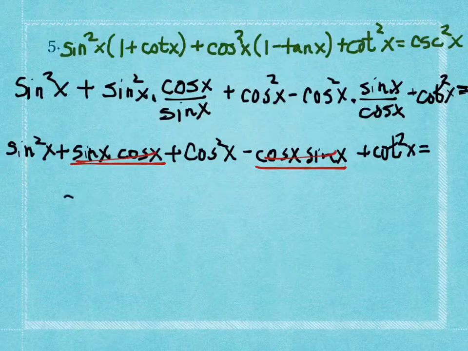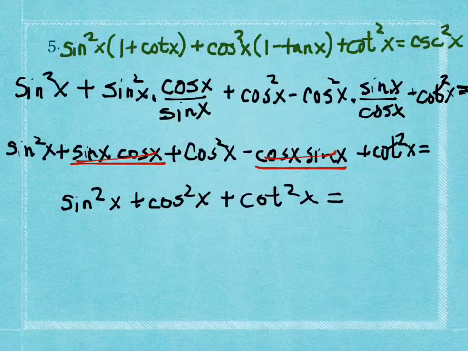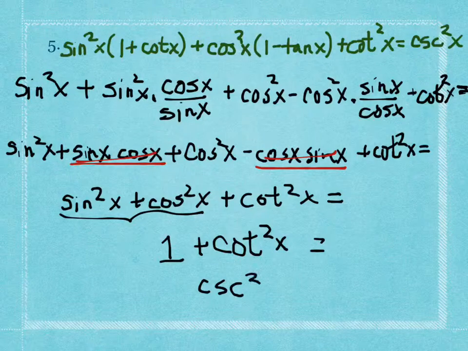So what I really have left now is sine squared of x plus cosine squared of x plus cotangent squared of x equals. Now what? Those two equal, yeah, they do. Sine squared plus cosine squared, that's 1. And what is 1 plus cotangent squared? That is cosecant squared, which is exactly what we wanted it to be, isn't it? Yes, it is.